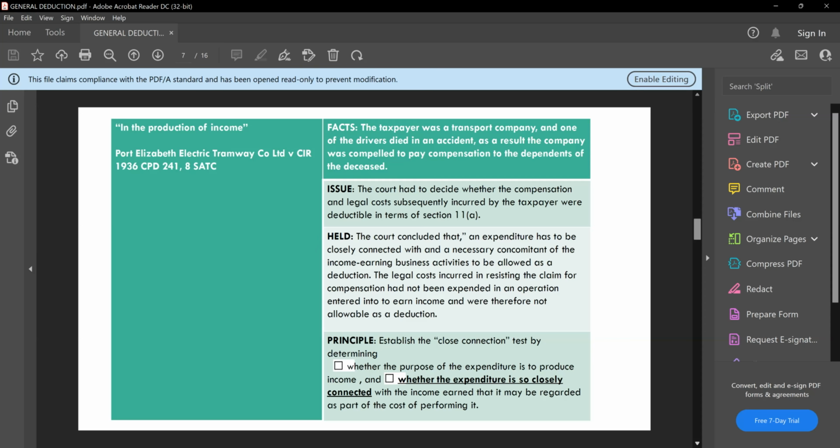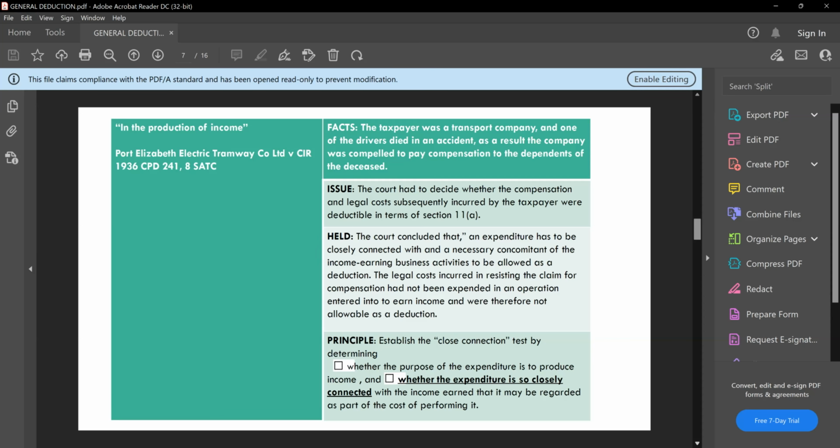So basically, what happened was the company had to pay damages, and the company also incurred legal costs in the process of resisting the claim for compensation, and then tried to claim that as a deduction. So the principle was that, for an expenditure to be deductible, there has to be a close connection between the expense and the income earning operations.